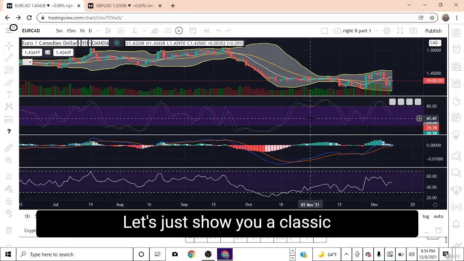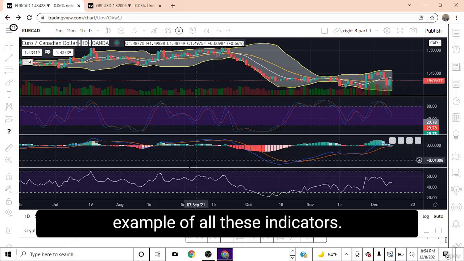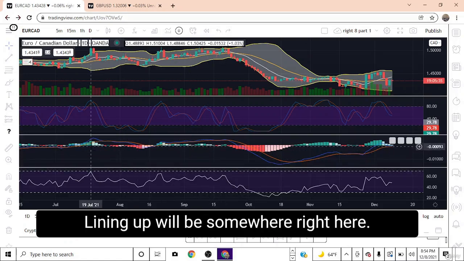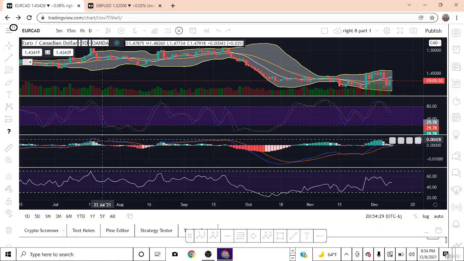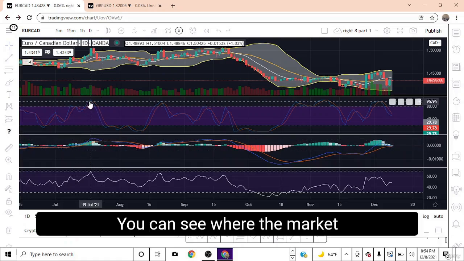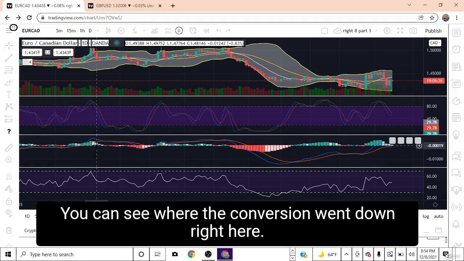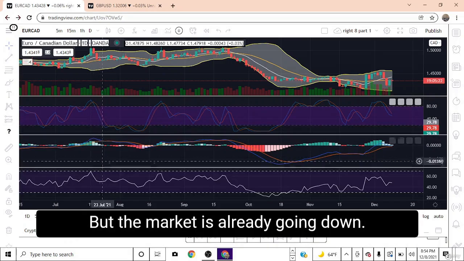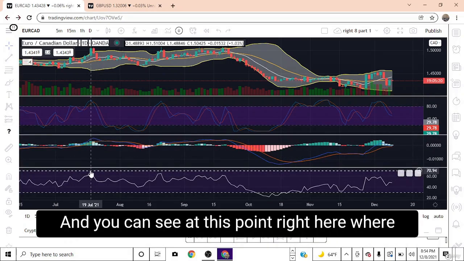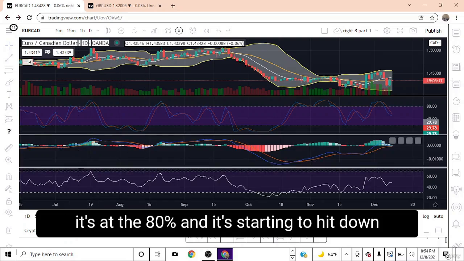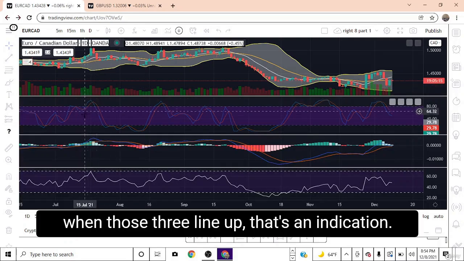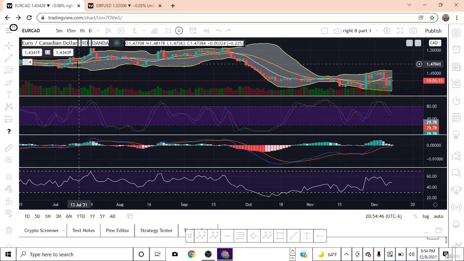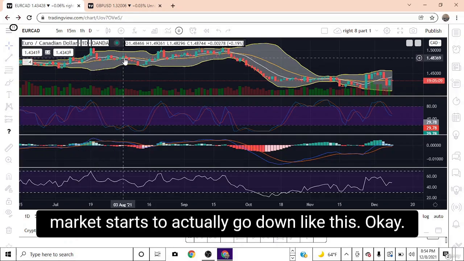Let me show you a classic example of all these indicators lining up. It will be somewhere right here. You can see where the market crossed down to shoot down. You can see where the conversion went down right here. But the market is already going down. And you can see at this point right here where it's at the 80% and it's starting to head down. When those three line up, that's an indication. And then here you can see where the market starts to actually go down like this.